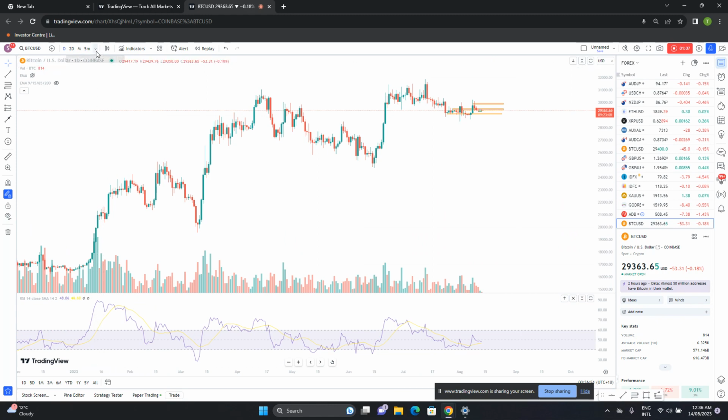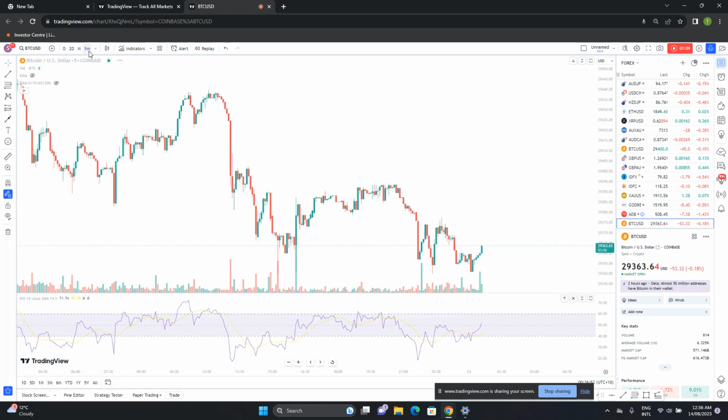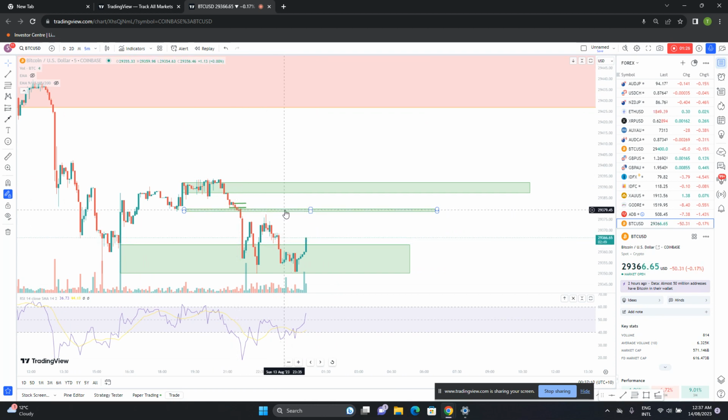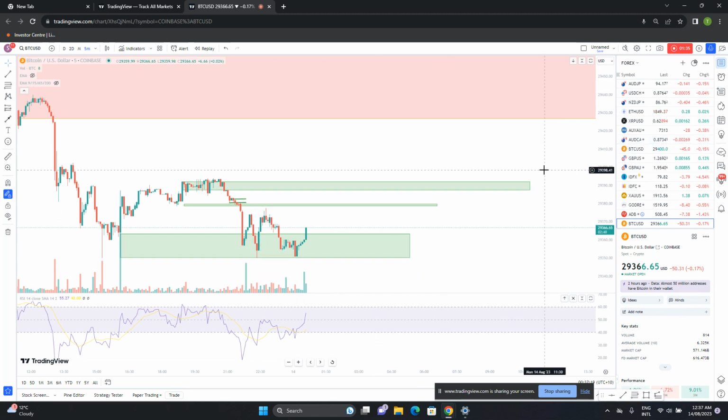So for the intraday trading, which I've been doing on the 5-minute chart, I've marked my levels here. As you can see, we have a major resistance between 29,392 and 29,387. There is another small resistance around the 29,379 level, and a major support between the 29,363 and 29,348 levels.